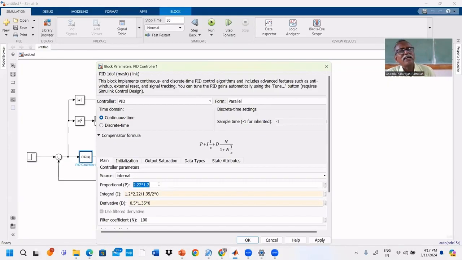Let us give the gain a smaller value. We will gradually increase it. So let us give initially 1, or let us multiply this by 50% of this value. 2.22 multiplied by 0.25. Let us start from here.